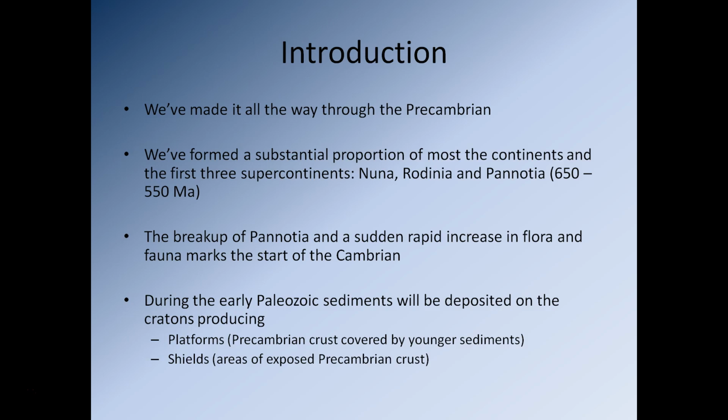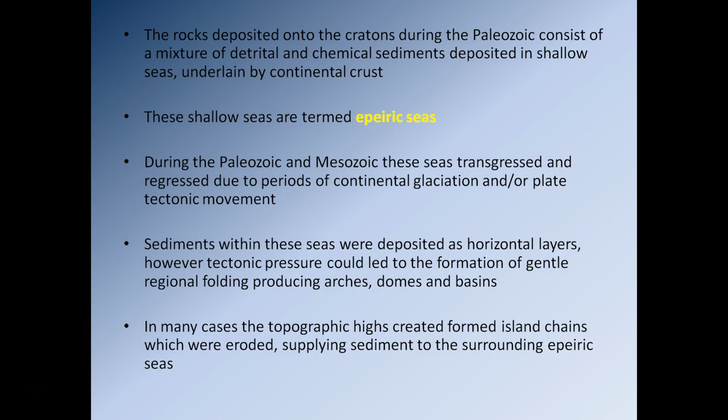During the early Paleozoic, sediments will be deposited on the cratons, producing platforms. Those are areas where we have Precambrian crust that's covered over by younger sediments, and shields, those are areas where we have Precambrian crust that is exposed. So remember that. Platforms are where the Precambrian crust is covered up, and shields where the Precambrian crust is exposed, and of course those two combined is referred to as the craton. The rocks deposited onto the craton during the Paleozoic consist of a mixture of detrital and chemical sediments deposited in shallow seas underlain by continental crust.